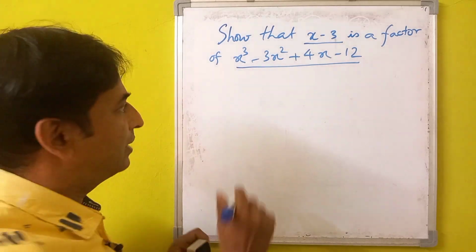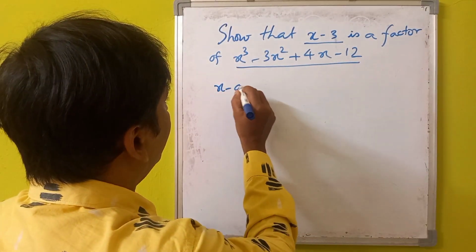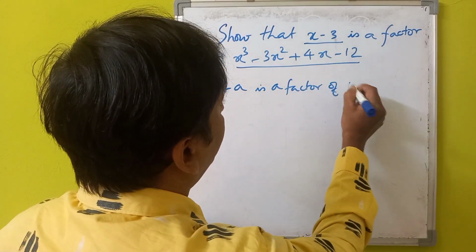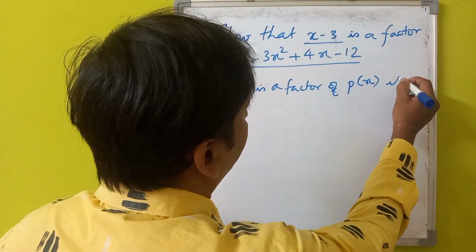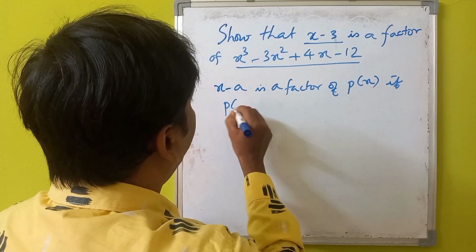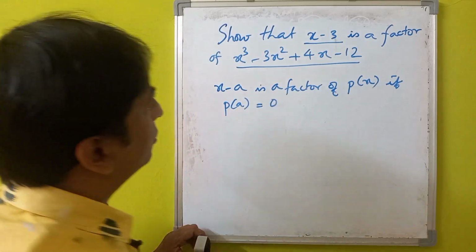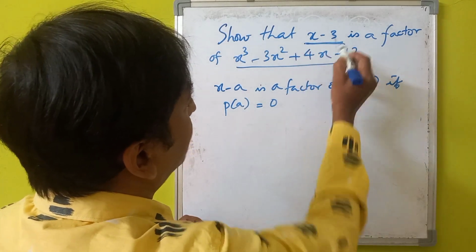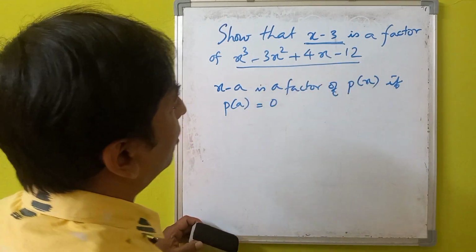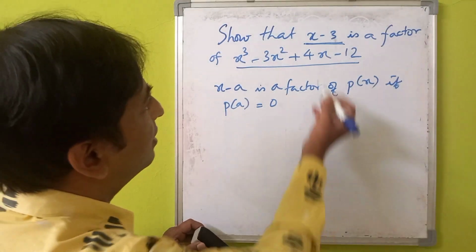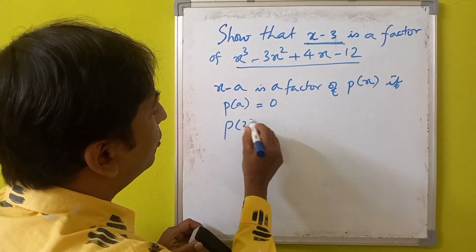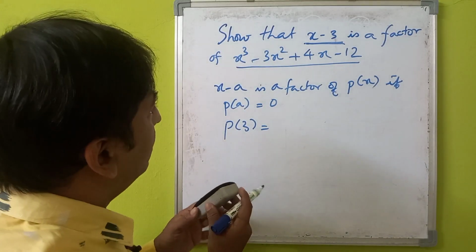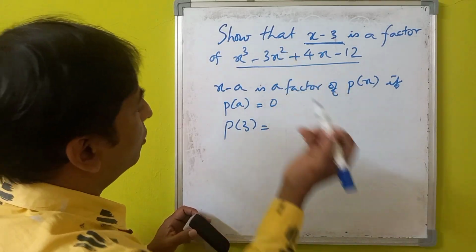The factor theorem says that x minus a is a factor of p of x if p of a is equal to 0. That means, in order to check whether x minus 3 is a factor of this polynomial, we need to find whether p of 3 is equal to 0 or not. So let us find whether p of 3 is equal to 0 or not.